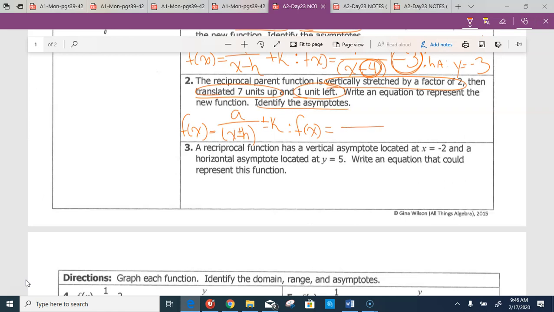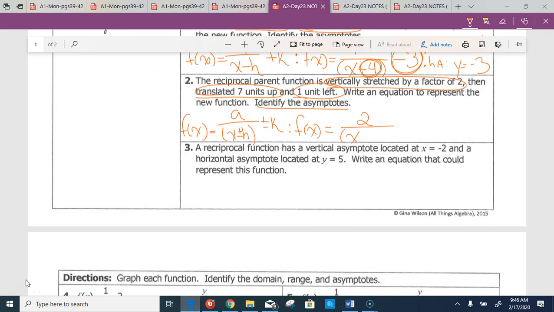All right, so I know it's going to be stretched by a factor of 2. So I'm going to go ahead and just throw a 2 on top because everything on top has to do with stretching or compressing, as well as reflecting if that was an issue. It doesn't mention reflecting, so my number just stays the 2 that they gave me.